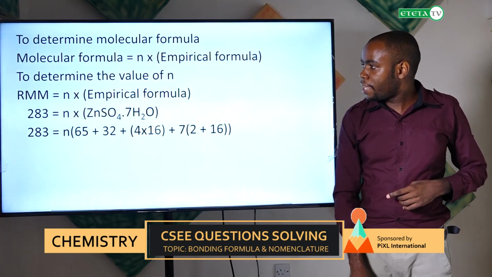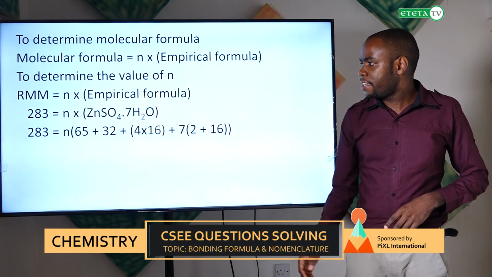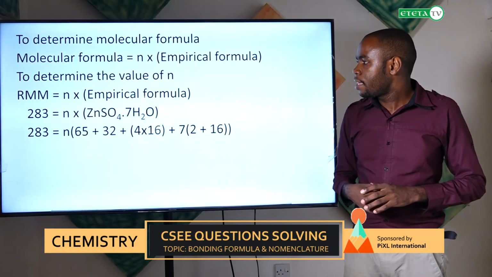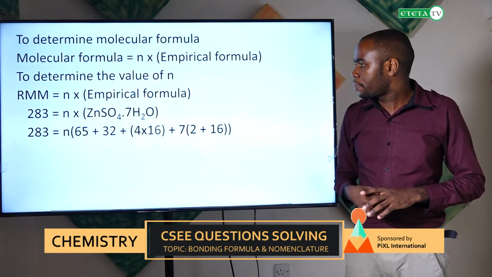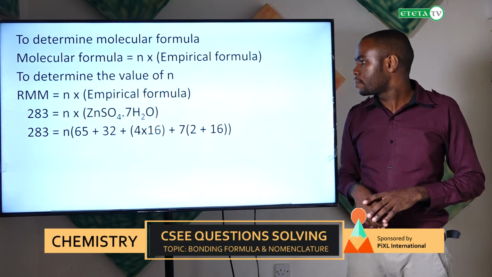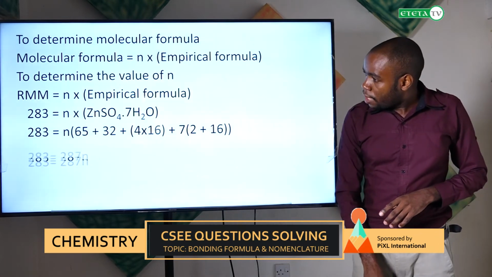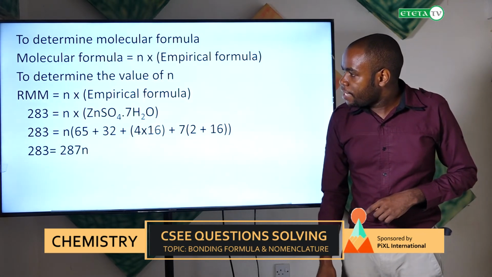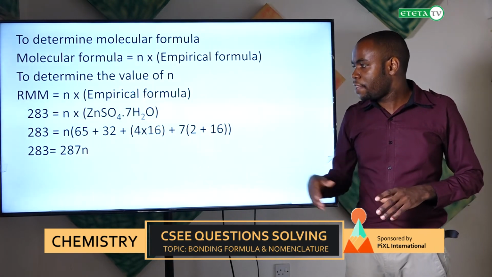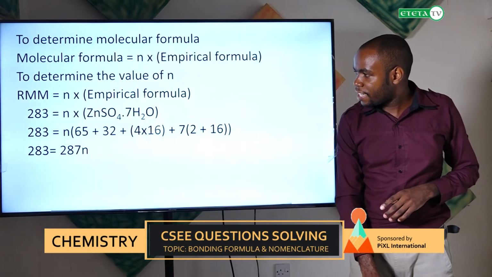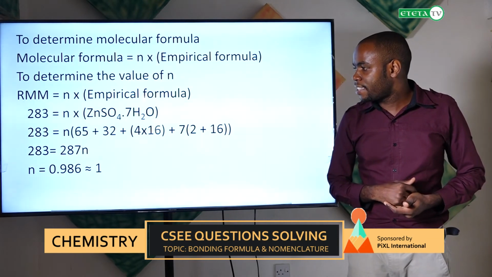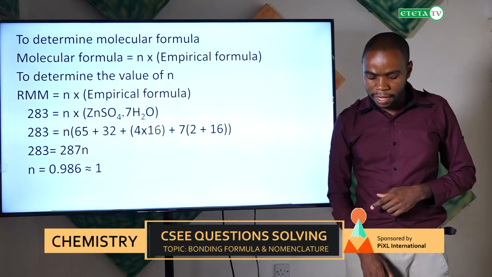Now, 283 is equal to n multiplied by 65 plus 32 plus 4 times 16 plus 7 multiplied by 2 times 16... so 283 is equal to 287n. Now, to find the value of n, you divide by 287, which is equal to 0.986, approximately equal to 1.